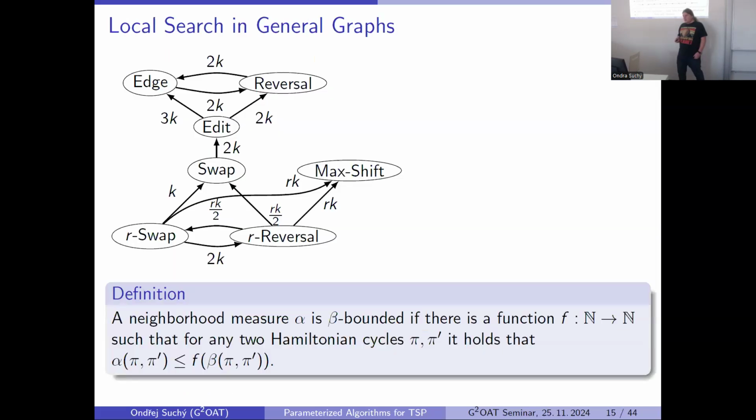So what are the relations between these distances? There is some definition, but I don't think it's important that you read it. I just want to tell you that if two cycles are k swaps apart, then they are also 2k edits apart. That's what the graph means. If they are k edits from each other, then they are 3k edges from each other, and so on.